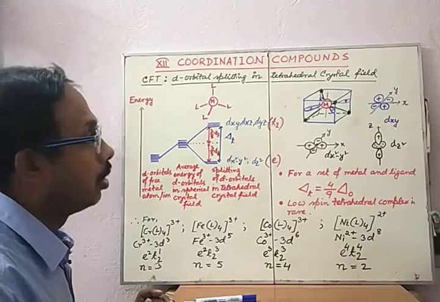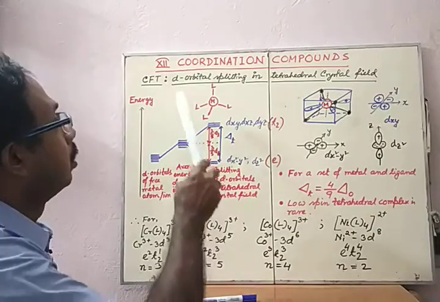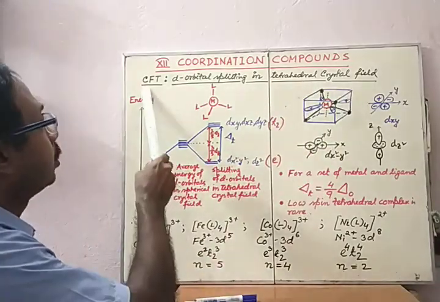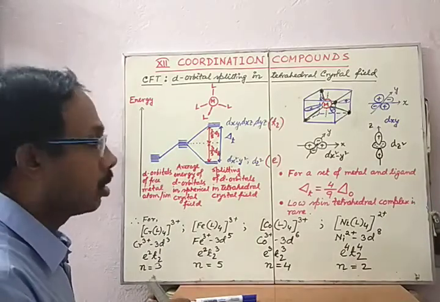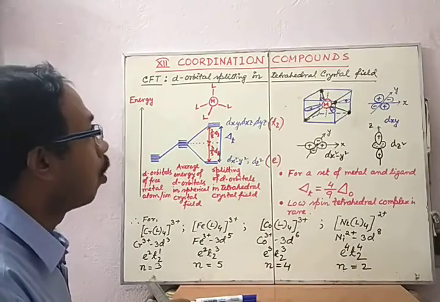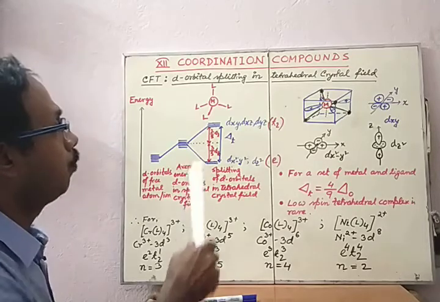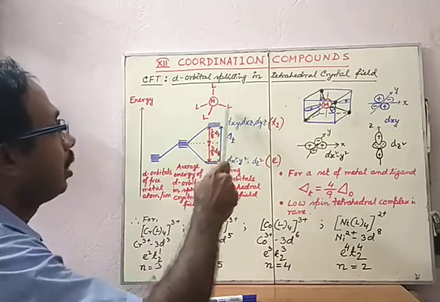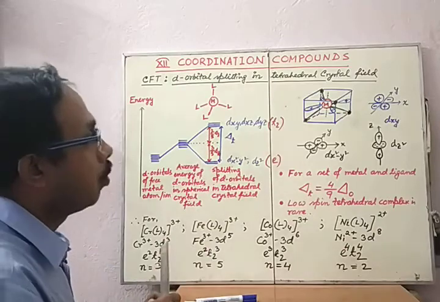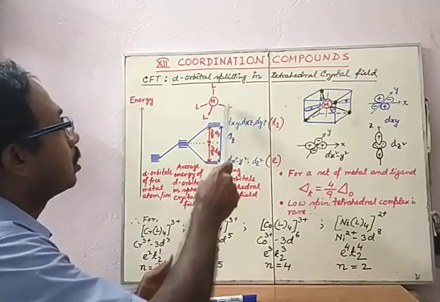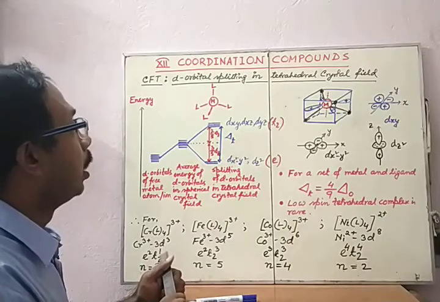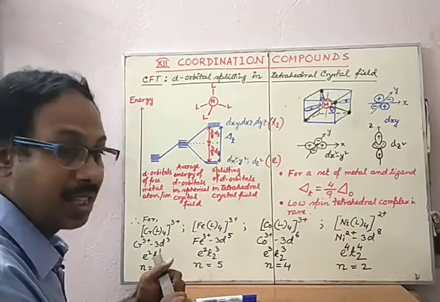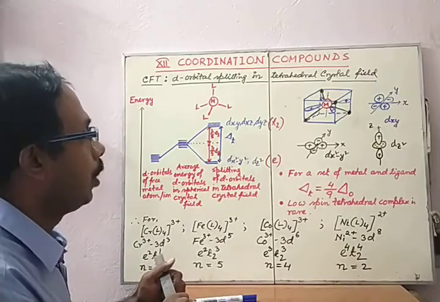Hello students, in this video I would like to explain d orbital splitting in tetrahedral crystal field under crystal field theory. Like d orbital splitting in octahedral crystal field, here also the metal d orbitals are influenced by the ligand's electrical field. Now here the number of ligands is 4. So the effectiveness of the ligand's field is less than the octahedral field.